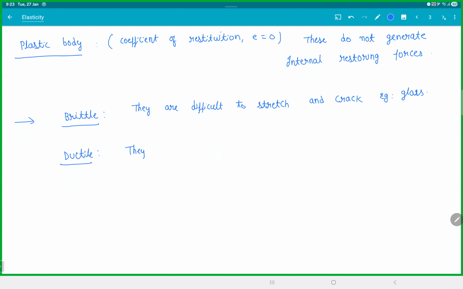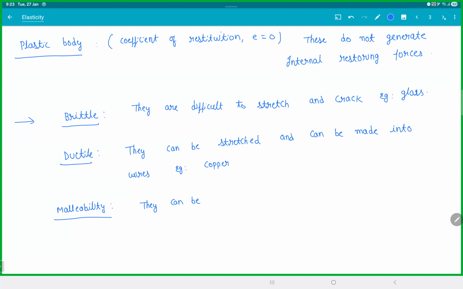Now what is ductile? They can be stretched easily, and you can make them into wires. Copper is a pretty good example. Then sometimes you'll hear the word called malleability. I'm sure you must have heard these words in chemistry. This is they can be made into thin sheets, gold.